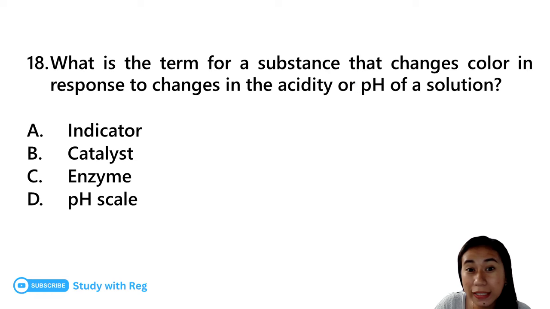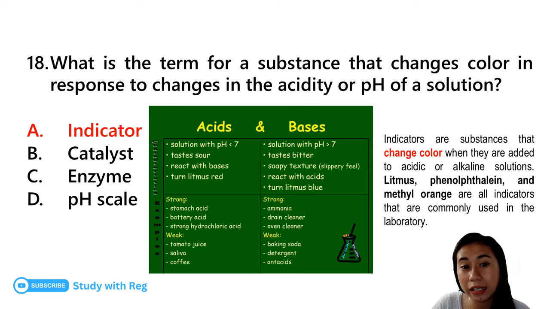What is the term for a substance that changes color in response to changes in the acidity or pH of a solution? Syempre, yan yung tinatawag nating indicator. And we have natural and synthetic indicators. So here, indicators are substances that change color when they are added to acidic or alkaline solution. Alkaline solution, that is referring to the basic solutions. Litmus paper, phenolphthalein, as well as methyl orange. Yan yung mga commonly used laboratory indicators.